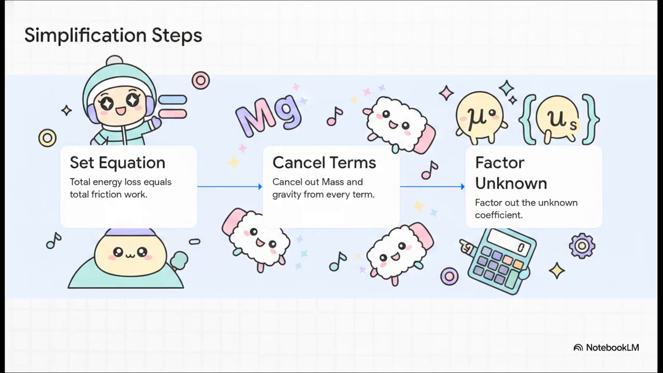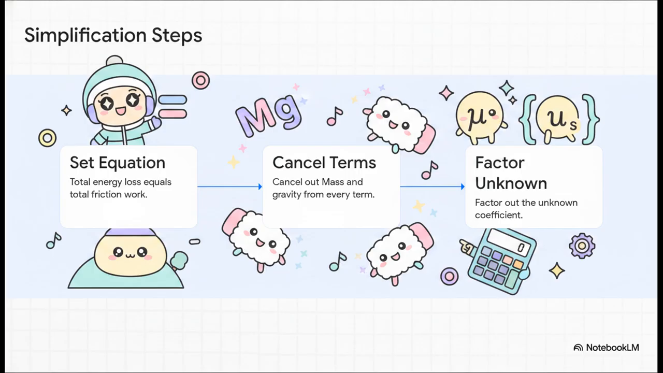Let's move to step 1 and see how this builds, because this is where that magic trick I promised earlier happens. We set our total energy loss equal to our total friction work, like we just saw. Now look closely at step 2. Every single term on the left and right side has an m and a g, mass and gravity. Because mass and gravity affect the pull down the hill and the friction pushing back equally, we can just divide both sides by mg. Boom, canceled out entirely. This whole complex problem suddenly doesn't even care how heavy the skier is.